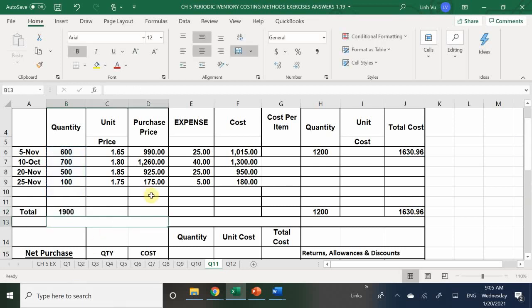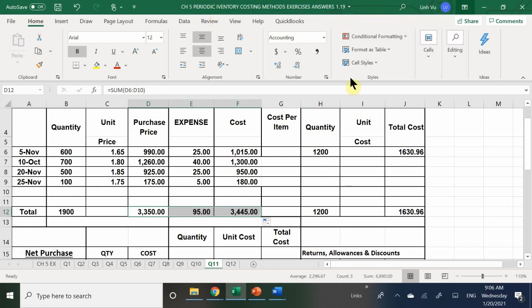1900. What's my total purchase price? 33.50. Good. And then what is my total freight? 95. And then what's my total cost? 34.45. Now again, we also have beginning inventory.